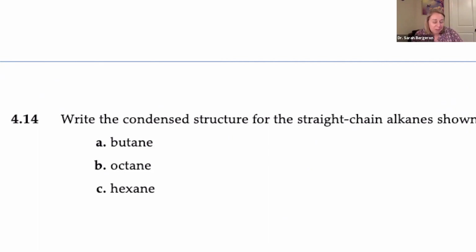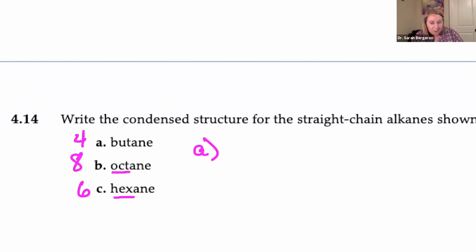Okay, so butane, remember, "Me eat peanut butter." B is 4. So we're going to have 4 carbons. Octane, oct, like octagon, octopus, 8 legs. Hexane, hex is 6. All right, so let's draw these.